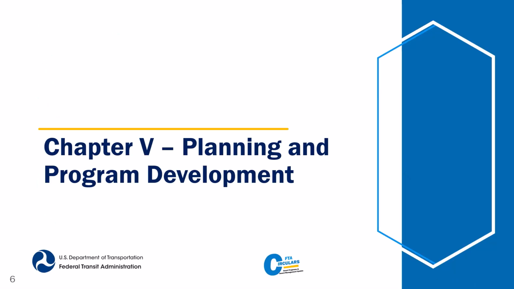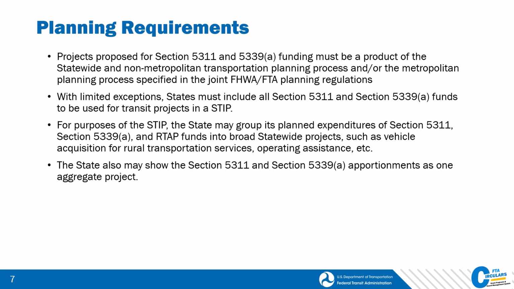So we'll start today with Chapter 5, which corresponds to the same chapter of the circular, Planning and Program Development. For planning requirements, projects proposed for Section 5311 and 5339A funding must be a product of the statewide and non-metropolitan transportation planning process and/or the metropolitan planning process specified in the joint FHWA and FTA planning regulations.